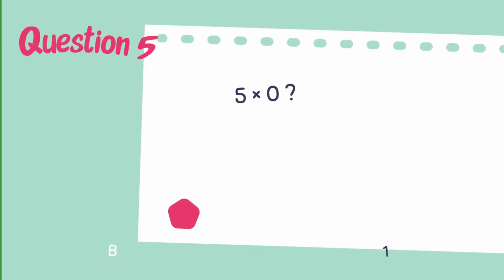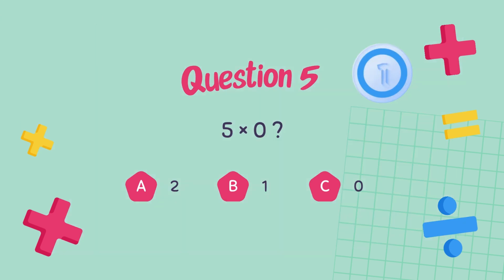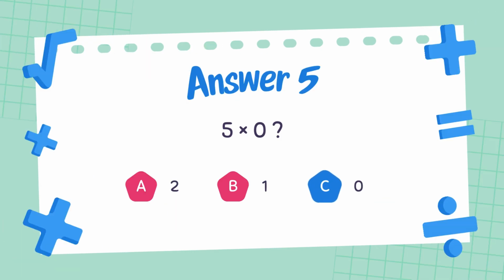Question 5. What is 5 times 0? Is it A, 2, B, 1, or C, 0? The answer is C, 0. You got it.